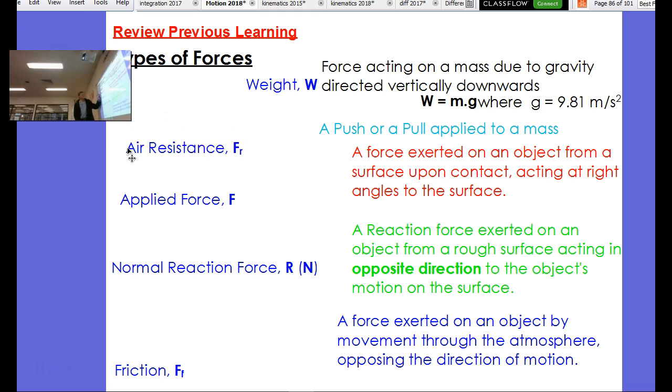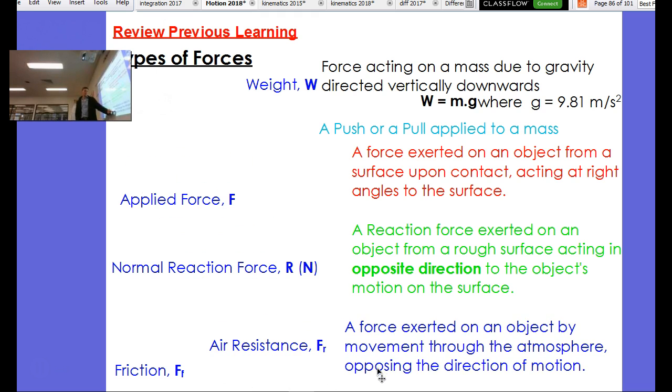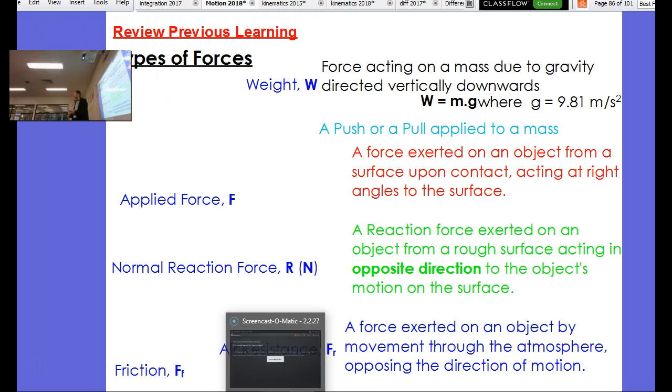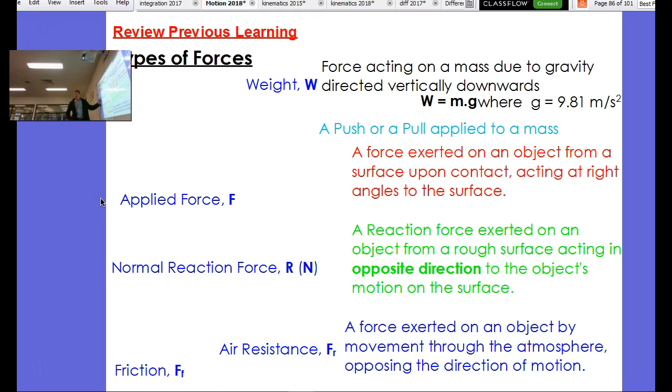Okay. Air resistance force, how would we describe that? Which one does that apply to? Yeah, last one, a force exerted on an object by moving through atmosphere. What makes up the atmosphere? Air. What makes up air? Particles, objects, little masses themselves. And they're constantly colliding with an object that has a surface that is trying to pass through it. Alright, what about friction?